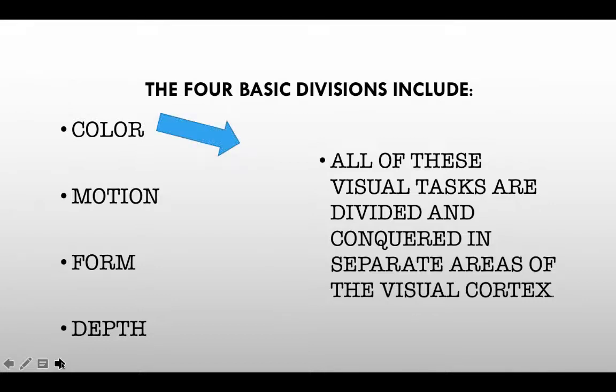Four of these processes are processing color, motion, form, and depth in different areas of the visual cortex simultaneously. And of those, form is probably the most important one. The form of an object, the basic outline of an object. And without form, it'd be difficult for the other aspects to create a recognizable perception.